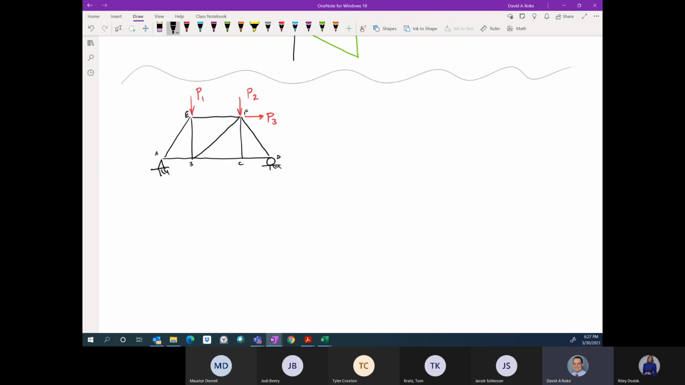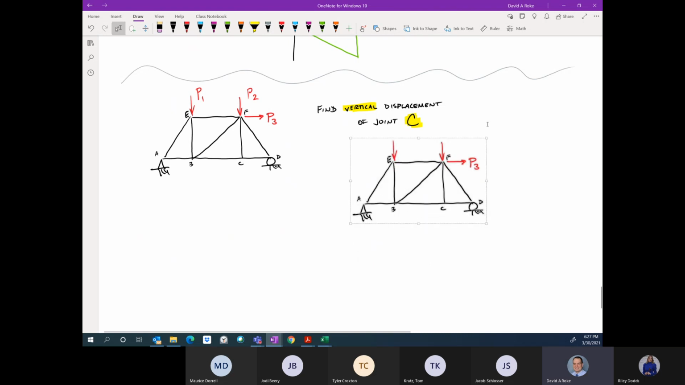And what we're asked to do here is find your vertical displacement of joint C. And it really doesn't matter which joint you're asked for. What matters here is that we're noting the direction and the joint. And so what you're going to imagine in your mind, I mean, you're not really going to imagine this, but this is what we're actually doing here, is we're taking our truss, and before we apply that real load to it, we're going to apply a virtual load to it.